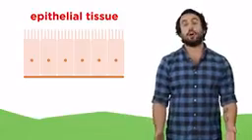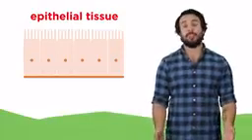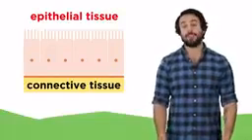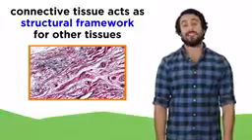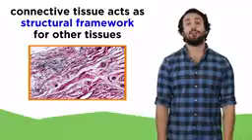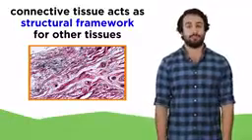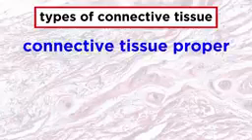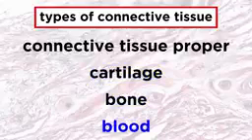We just learned about all the different types of epithelial tissue, and we mentioned that these epithelia sit on top of connective tissue, which is the most abundant type of tissue. Connective tissue is incredibly important as it provides a protective structural framework for other tissues. So let's learn about the types of connective tissue in the body and their features. The four main kinds of connective tissue are connective tissue proper, cartilage, bone, and blood.